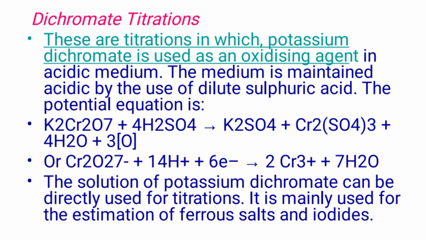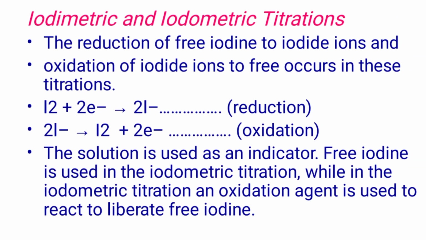The solution of potassium dichromate can be directly used for titration. It is mainly used for the estimation of ferrous salt and iodides. Number 3 is iodometric and iodimetric titration. The reduction of free iodine to iodide ion and oxidation of iodide ion to free iodine occurs in this titration.